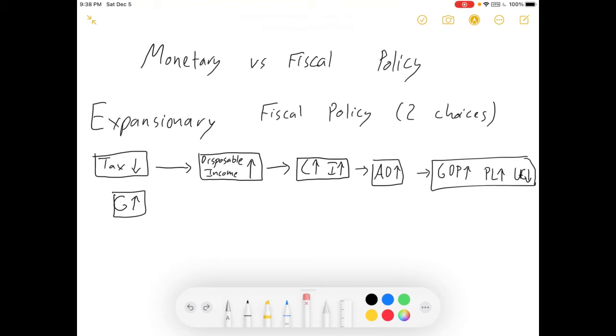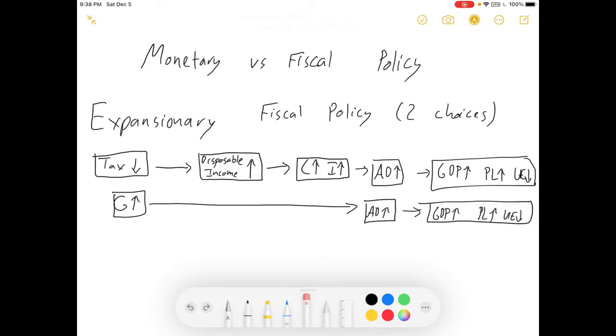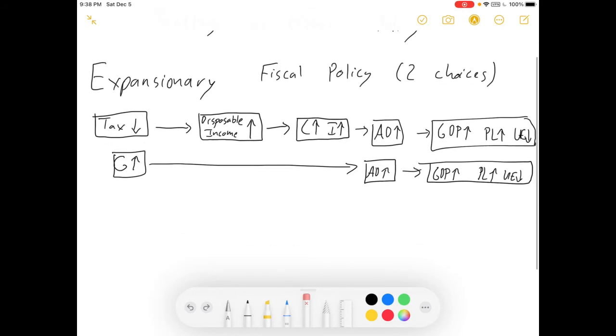Now, our other option is we can increase government spending. And this is more direct. It just increases aggregate demand directly. And that will have the same end effect of raising GDP, raising the price level, and decreasing unemployment. Might not have the exact quantity changes because of the multiplier effects, but you can check out my other video on that if you wish.